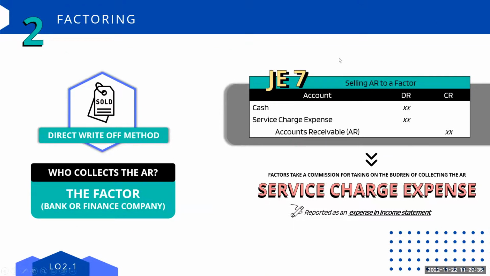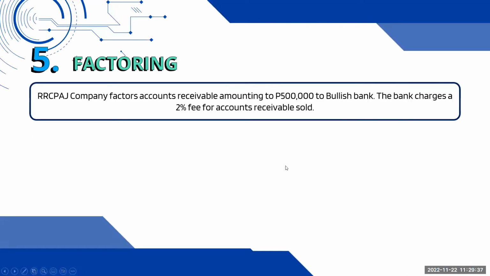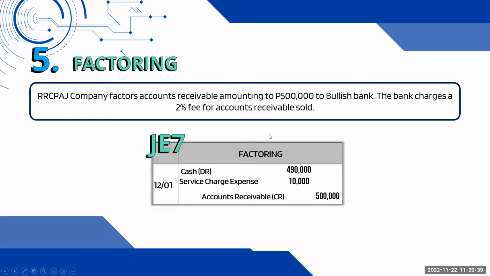Ito lang yung journal entry. So this is an example. We wanted to sell or dispose of our AR through factoring. So credit AR 500 and then may service charge expense of 2%.